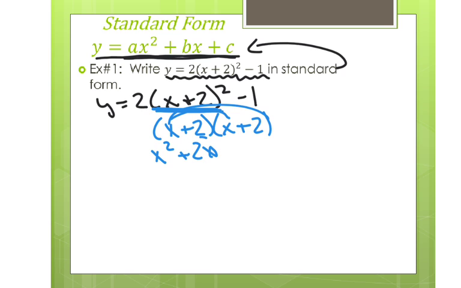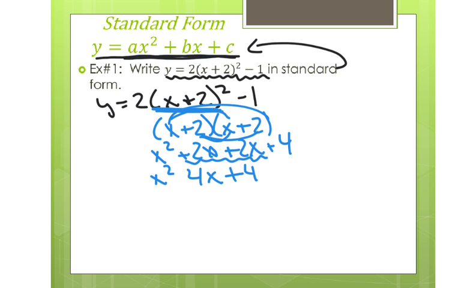Then we're going to come back and distribute the 2 to each. 2 times x is 2x, and 2 times 2 is 4. Then we can combine these middle terms. 2x plus 2x is 4x. We'll bring everything else down.